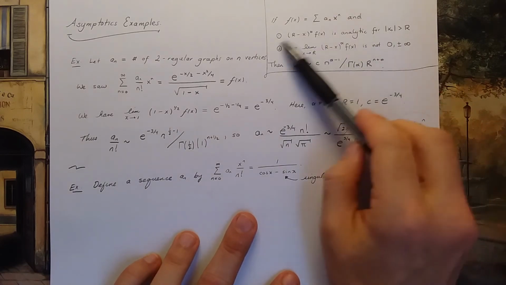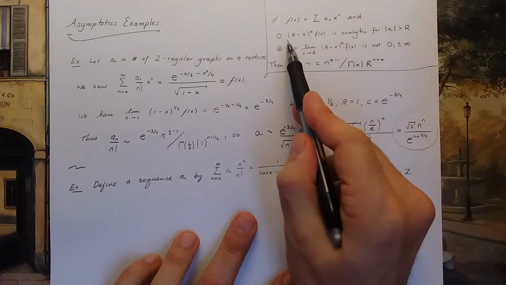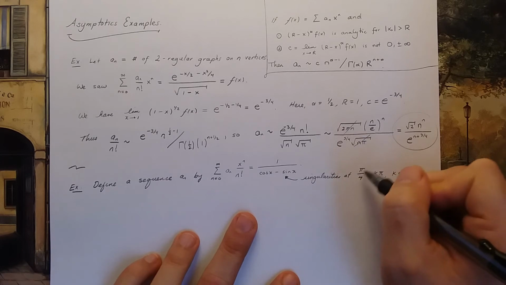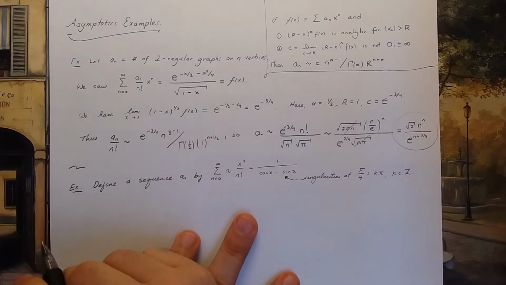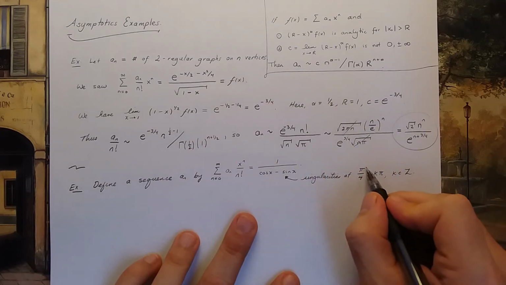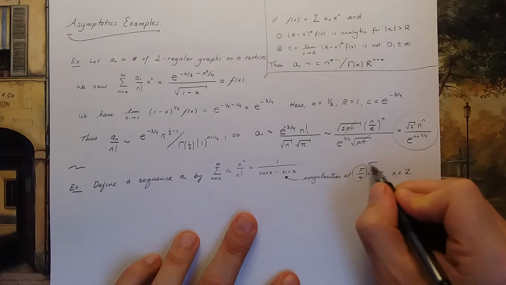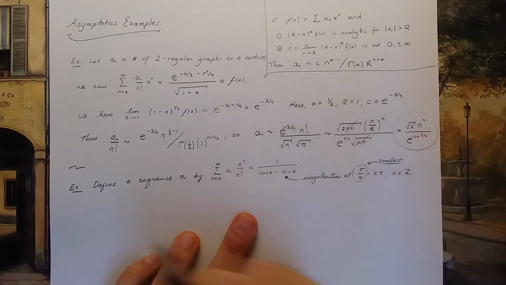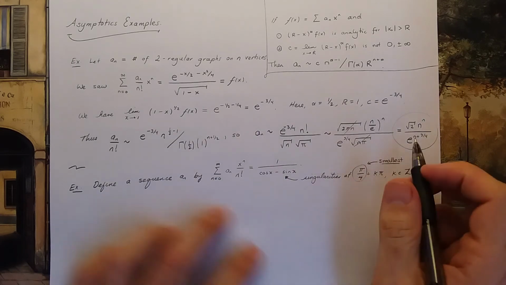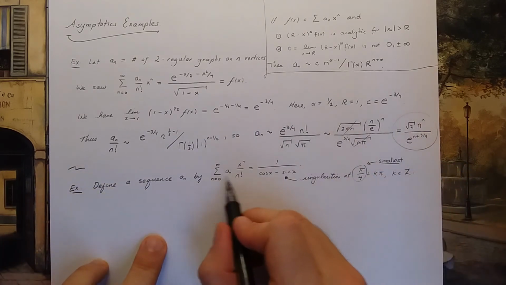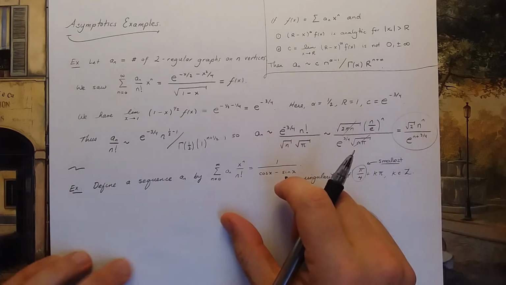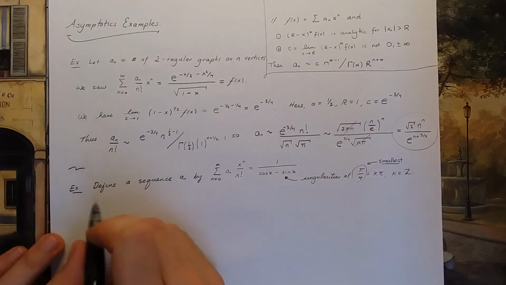The r that I need to take in this theorem, because of condition 1, needs to be the smallest singularity I find. And in this case, pi over 4 is the smallest, the closest to 0. So my r, when I'm investigating the asymptotic behavior of this sequence, is pi over 4. So now let's see this.